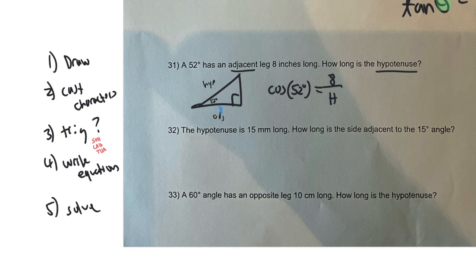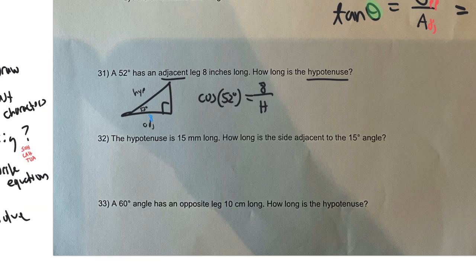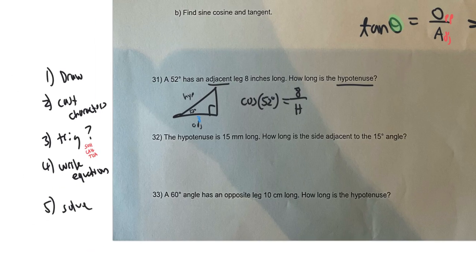Okay. Now, step number 5, you have to solve that. So I'm going to cut to the chase for my student watching. For step number 5, we want to solve that. Anytime the variable is in the denominator, you can just swap it with this guy over here. So that is just going to become h equals 8 over cosine of 52.